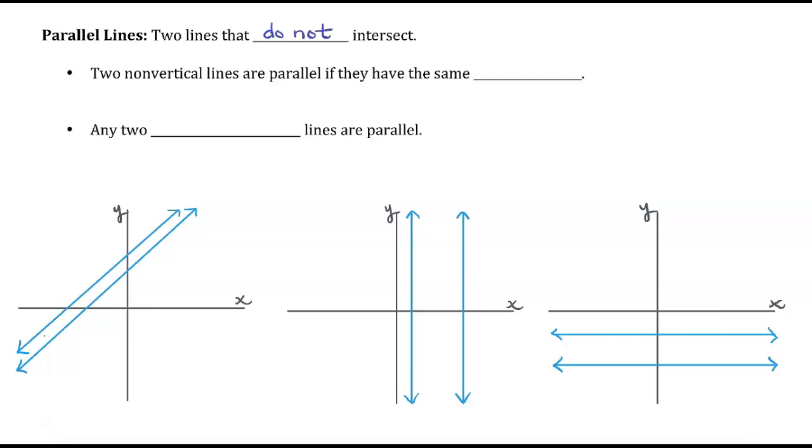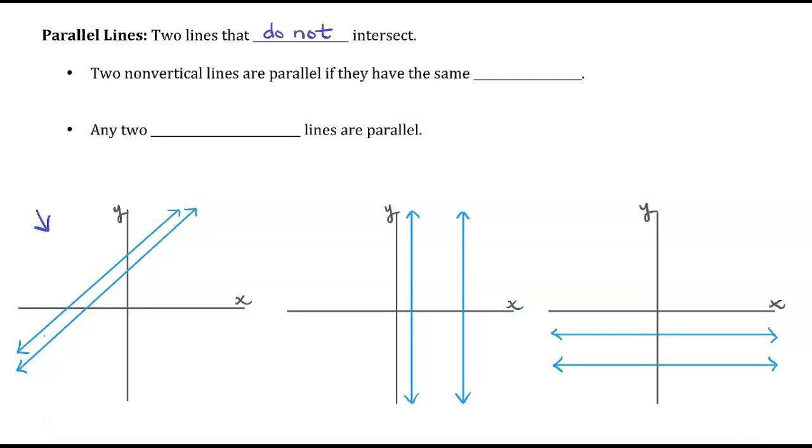It's not enough that they just don't intersect on the graph that you have in front of you, but that they will never intersect if they are extended forever. You can see three pictures here of sets of parallel lines. In the first picture, we have two parallel lines that run like train tracks. Even if we extended these lines out forever, they would never intersect.